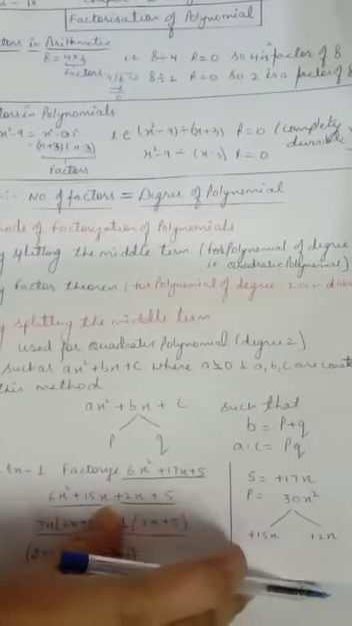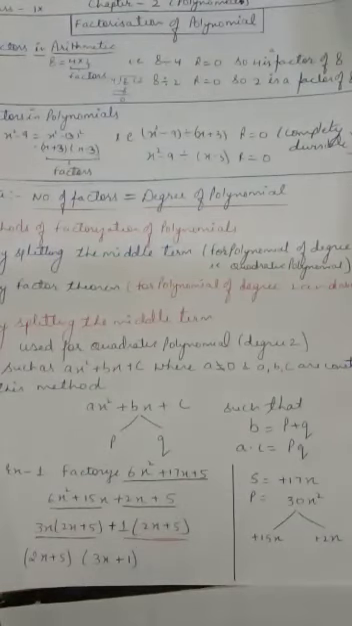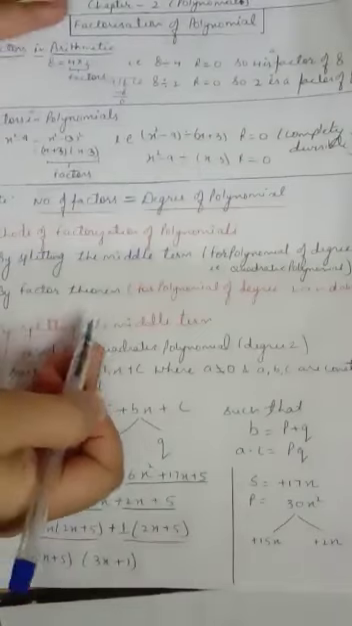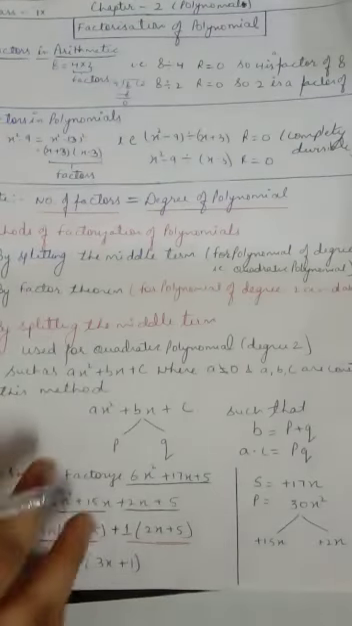Now second method is by factor theorem. Factor theorem can be applied on the polynomial of degree 2 and above. That means it can be applied on cubic, quadratic, biquadratic, degree 5, degree 6, any kind of polynomial. Now again we will revise the first method which we have already studied in class 8. By splitting the middle term, we will revise here again. So my first method is by splitting the middle term.